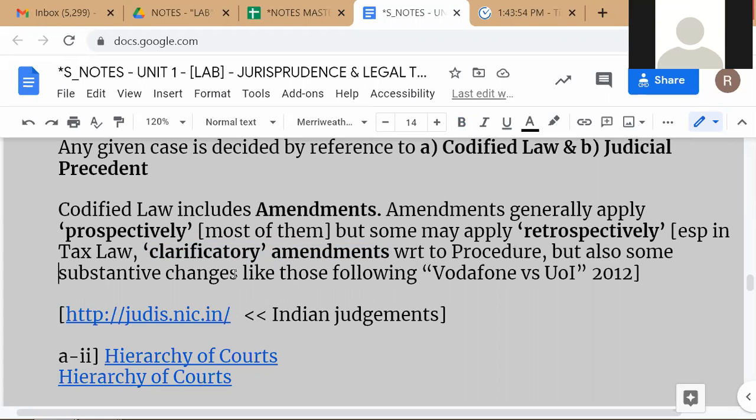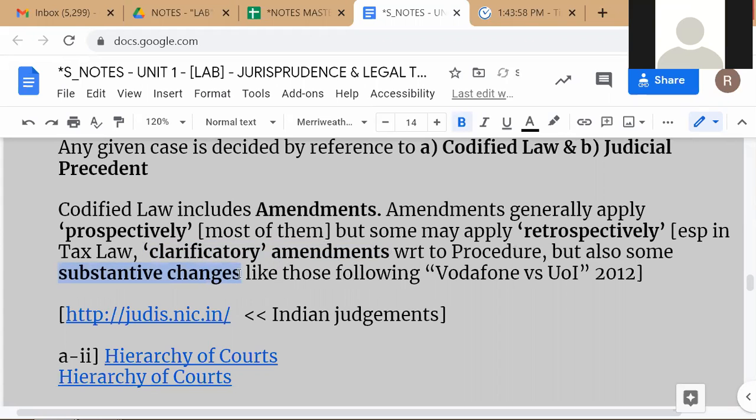Not just clarificatory, but even substantive changes. Substantive changes means actual differences in rights. So if I said that overseas share transactions were not taxable, let's assume. But then I make a law saying that income on overseas share transactions will now be taxable, and I make it taxable going backwards for the last 20 years. So whatever income you earned from overseas share transactions in the last 20 years, you now have to pay tax on.